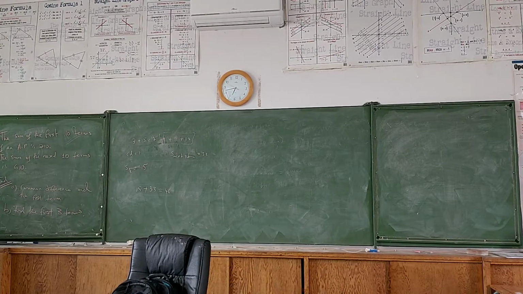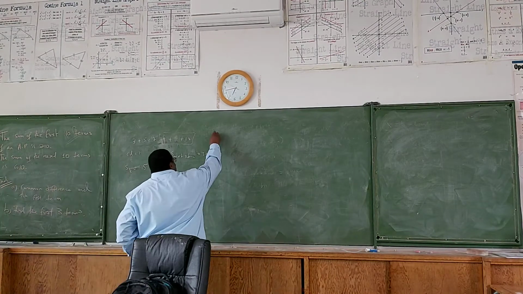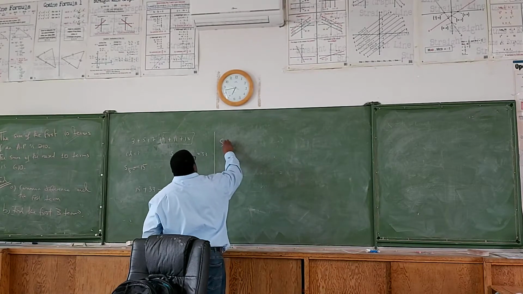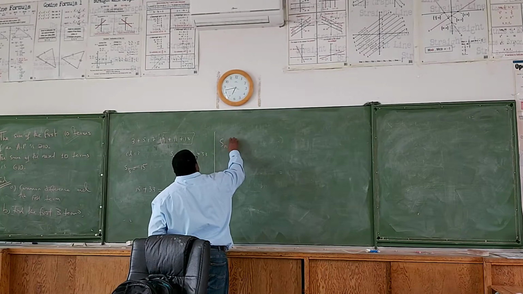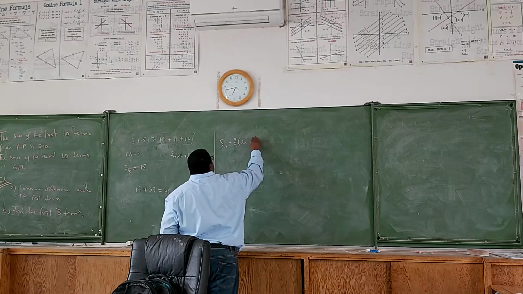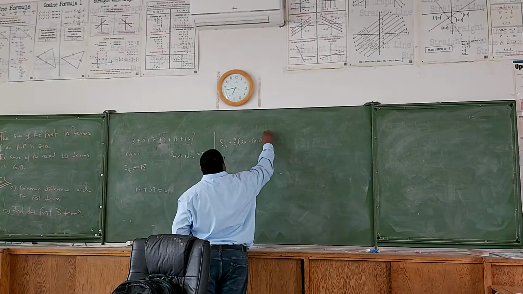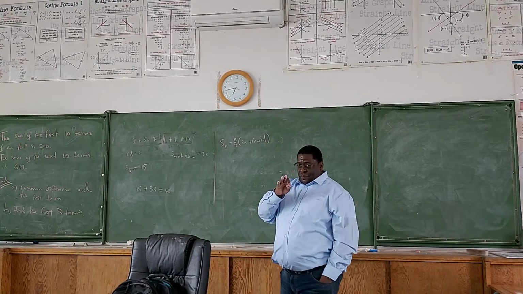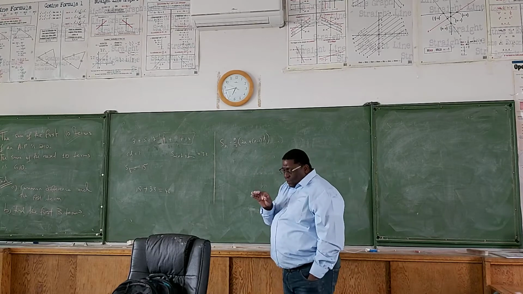No. Well, this is the sum. You don't know. I'm talking about something like this. S of n equals n over 2, and our last number is 13. We don't know. That's what I'm talking about.